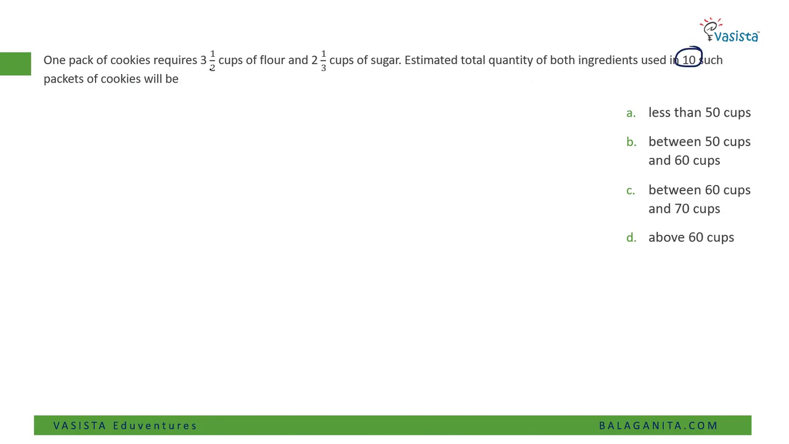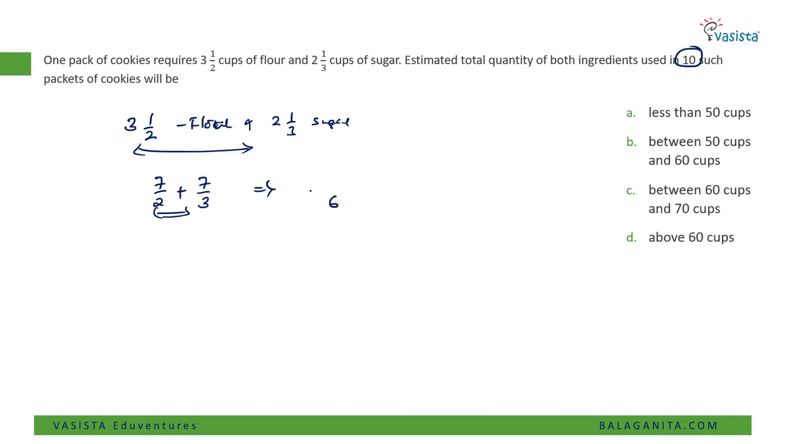So here the cookies require 3.5 cups of flour, and 2 1/3 cups of sugar. Let me add this. So before adding, I'll convert it into an improper fraction. 3 2s are 6, 6 plus 1, 7 by 2, plus 3 3s are 9, 9 plus 1, 10 by 3. So the denominators are different and also co-prime to each other, so 6 is going to be the LCM.